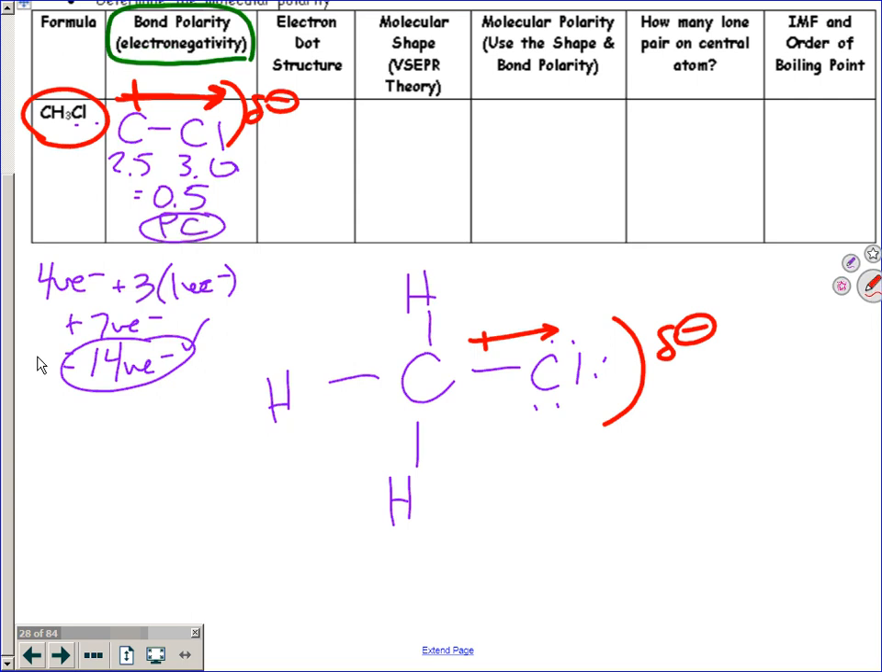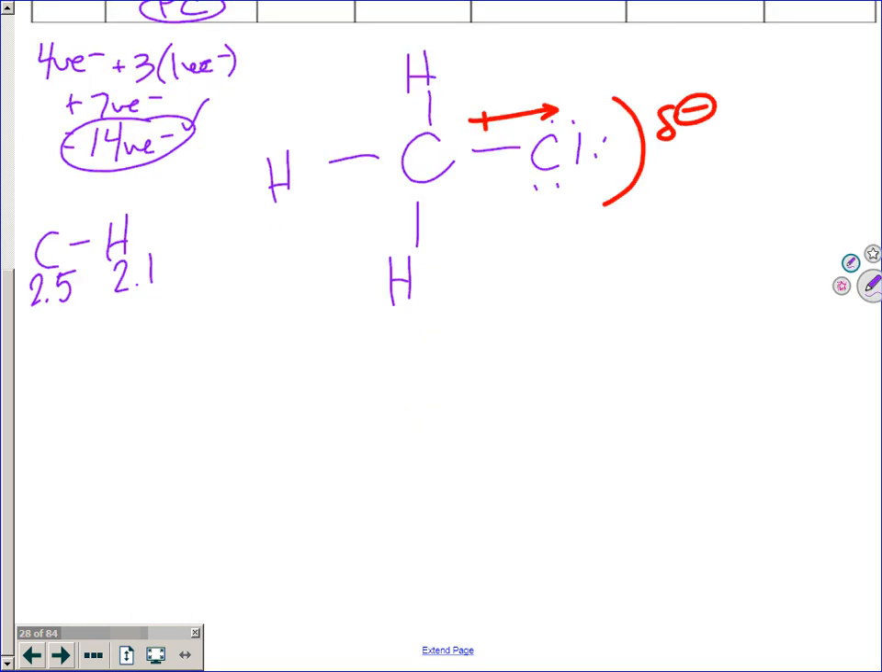Carbon and hydrogen, right? Okay, so this is all going in the bond polarity box. So carbon to hydrogen, what are the numbers for those? 2.5 and 2.1, right? Okay, but who gets the point of the arrow? Carbon, because it's more electronegative, right? So we're pointing the arrow towards carbon now. The hash mark goes on hydrogen. The more electronegative one gets the arrow.